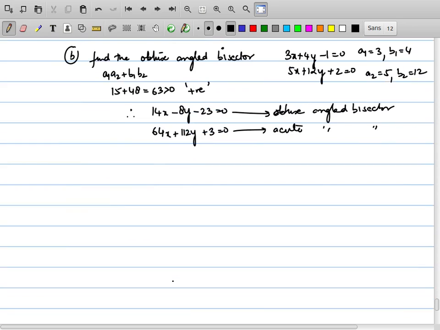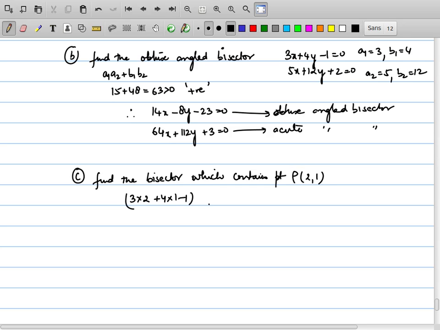Now, let's take the third part. Find the bisector which contains the point, let's say, 2, 1. So we want to find the bisector which contains this point. Okay. So what we do is, we substitute this value 2, 1 in the equations. Let's say this is 3 into 2 plus 4 into 1 minus 1. Bring all the terms to one side first. Into 5 into 2 plus 12 into 1 plus 2.